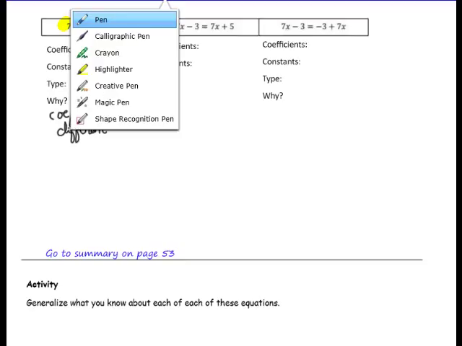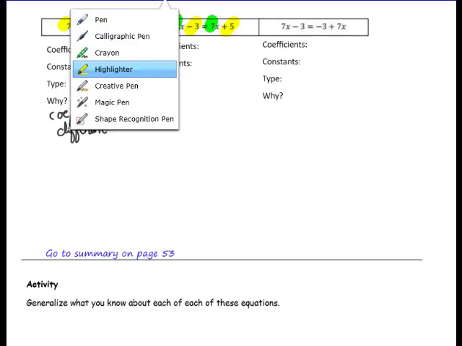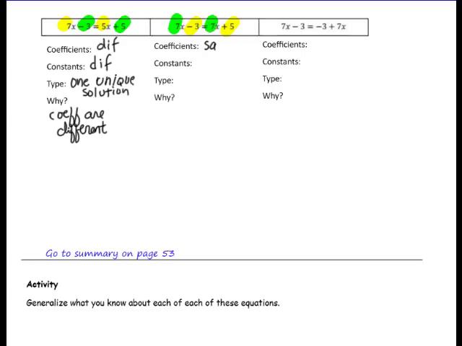In the second problem, let's take a look at the coefficients. The coefficients are the same. The constants are different. This type of an equation has no solution. Why? Same coefficient, different constant.